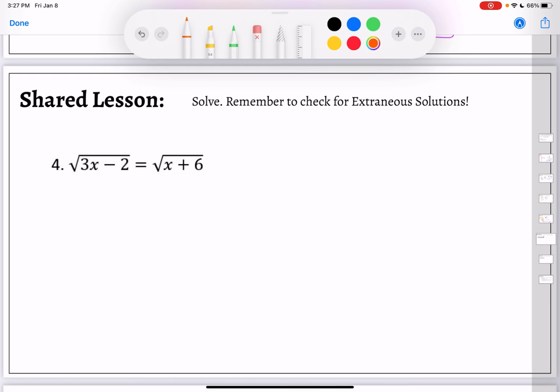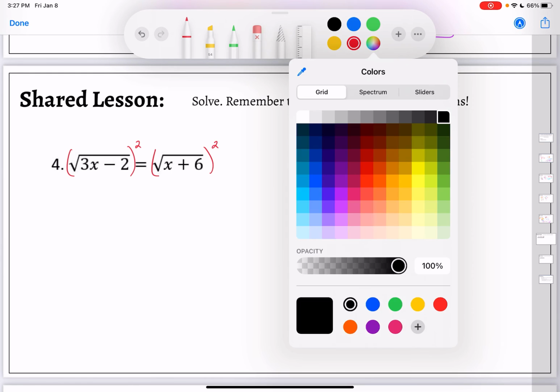I notice everything is inside the radical on the left. Everything is inside the radical on the right. Nothing's on the outside. So what I need to do is get rid of those radicals. I can't move anything, can't combine anything. Everything is locked into those radicals. So my first step is to just square both sides to get rid of those radicals so I can start combining some things.